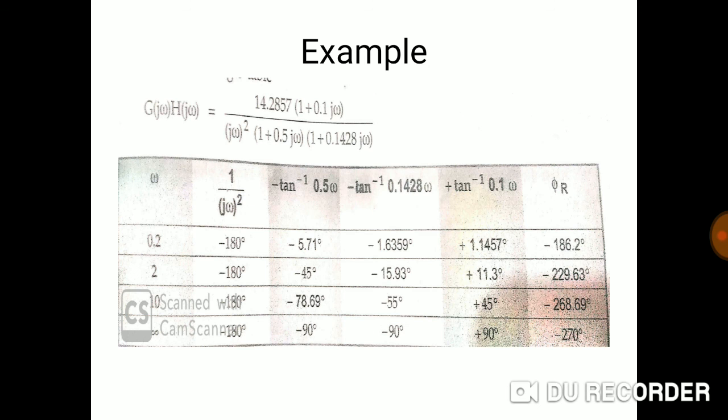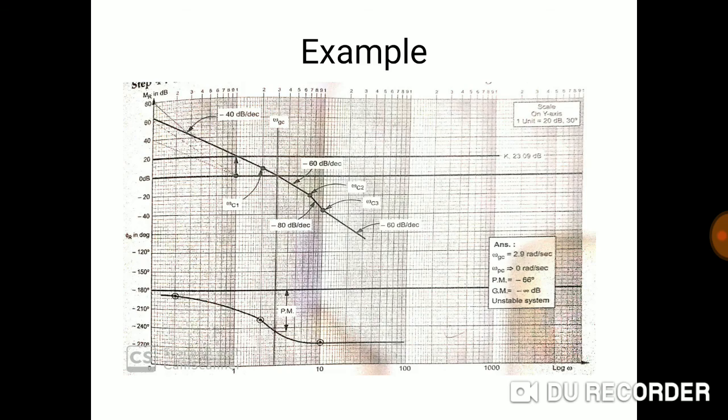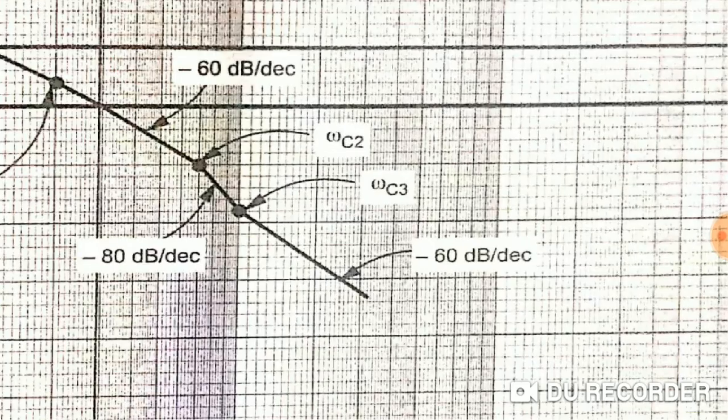Then here it is the angle: 1 upon j omega square is there. Another is tan inverse of 0.5 omega, tan inverse of 0.148 omega is there. Then the tan inverse of 0.1 j omega is there. The resultant we can find out easily by varying the value of omega in this way. This is the final, as we have seen in this diagram.